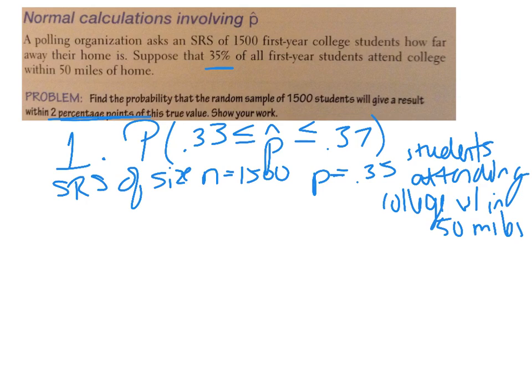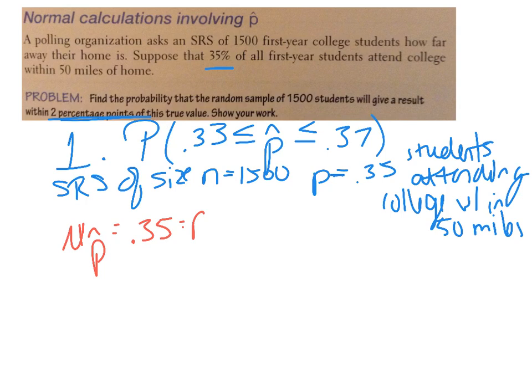Okay, so that's my 0.35. What I know about the sampling distribution for this is that the mean of the sampling distribution is going to be 0.35, because it's going to be equal to my proportion, because it's equal to p. I can always add that in there, that it's equal to p.